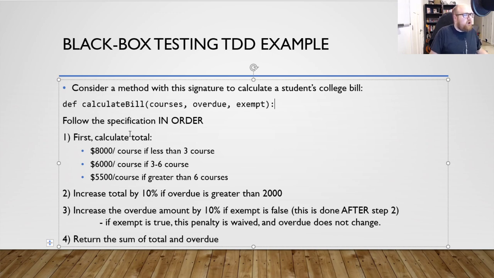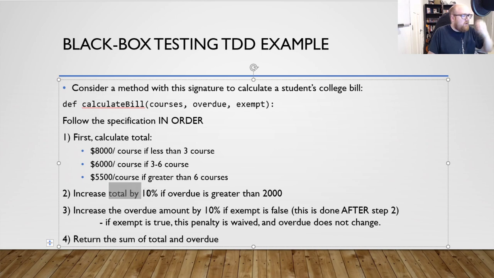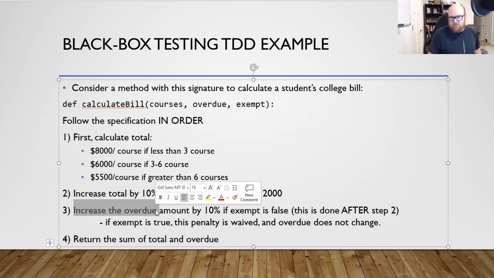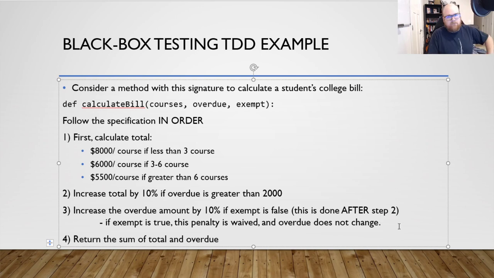However, that is your total amount. However, if you owe more than $2,000 from a previous term for any reason, that total is increased by 10%. You're effectively charged more because you have an outstanding amount due. Additionally, the overdue amount, and just the overdue, increases by 10% if exempt is false. Call that interest. But if exempt is true, you don't have to pay interest. So that 10% is ignored. And I should note, this is done after step two. So from there, we just simply return the sum of the total and the overdue.